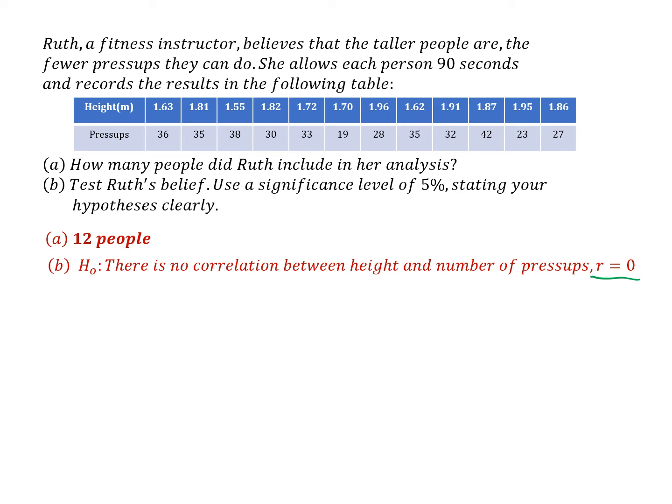What about the alternate hypothesis then? Well, like I said, Ruth is saying that there's a negative correlation, fewer press-ups for taller people. The alternate hypothesis, H1, is that there's a negative correlation and R is less than 0, the product moment correlation coefficient again.